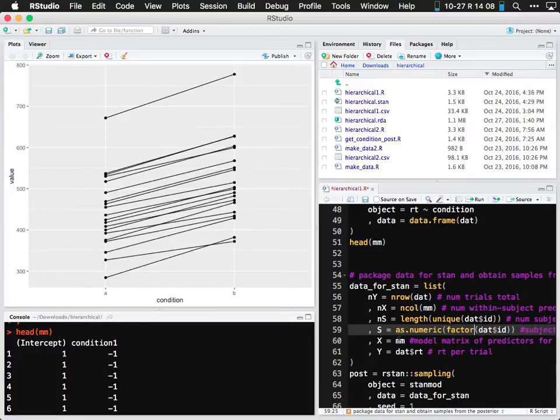The trick is to make sure that it's the sequence of numbers in that list, regardless of what you named each person, maybe it was sub 1, sub 2, etc. To get it to be the sequence of numbers 1 through the number of people you have, you turn it into a factor, and then you immediately turn it into a number.